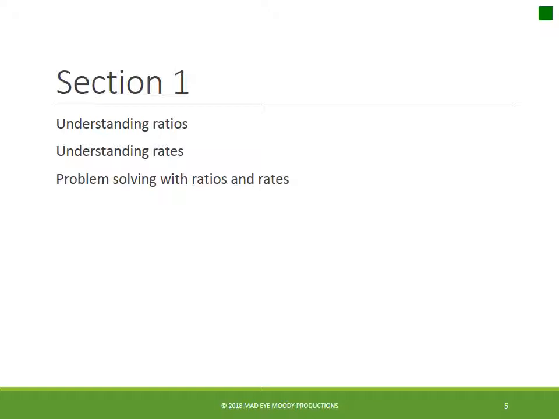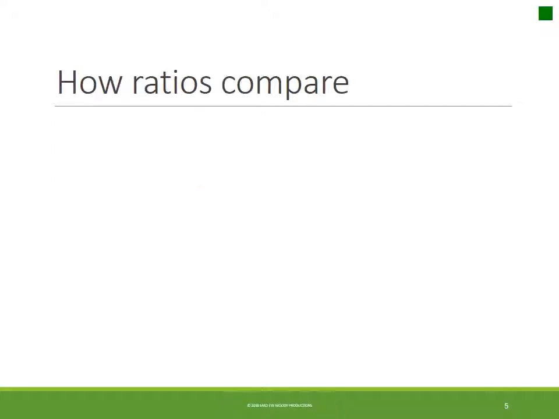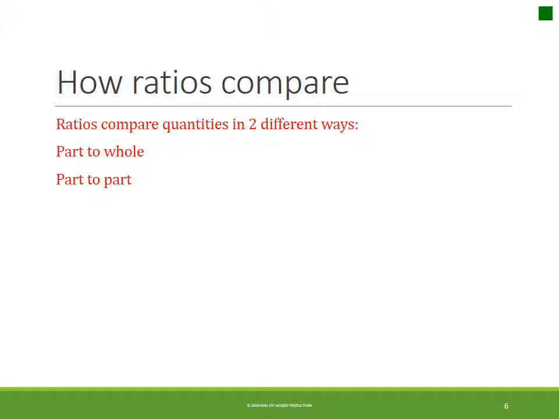The first part of this video demonstrates and instructs what ratios are, what rates are, and how to use those to problem solve. Let's talk about what ratios are. Ratios compare two quantities, mostly two quantities. You can have ratios that compare more than two quantities, but the vast majority of ratios compare two quantities, and they do this in two different ways. First, you can compare a part to a whole, or you can compare a part to part.